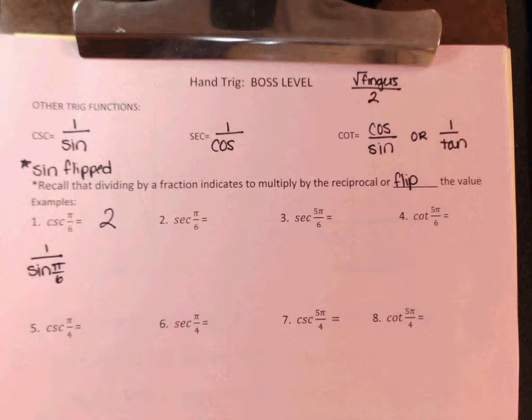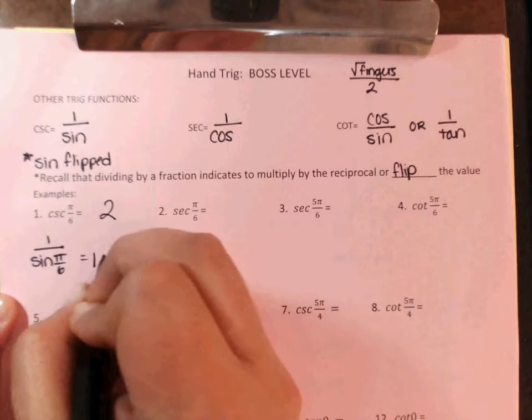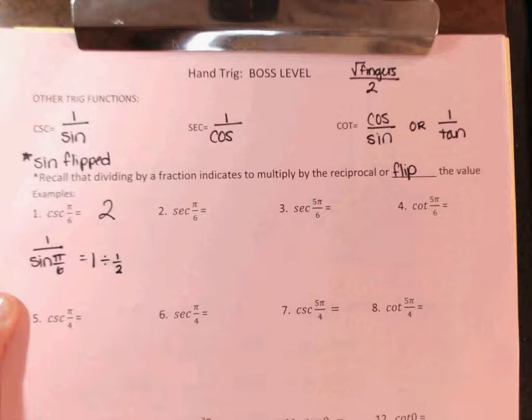Now, could you put 2 over 1? Sure. So this would be 1 divided by a half, but then we'd be flipping the half. That's how it comes out to be 2. Are we all good with that? On the same page? Okay, next one.